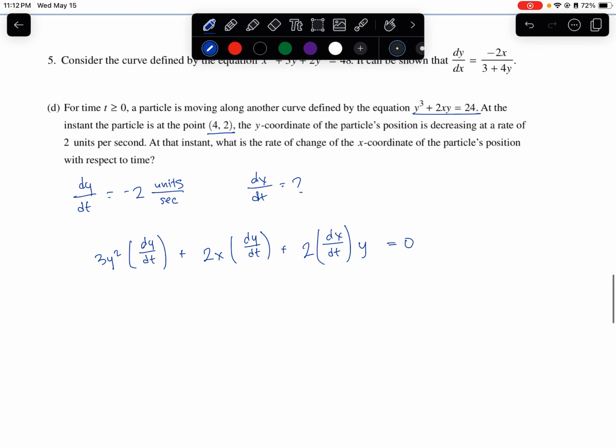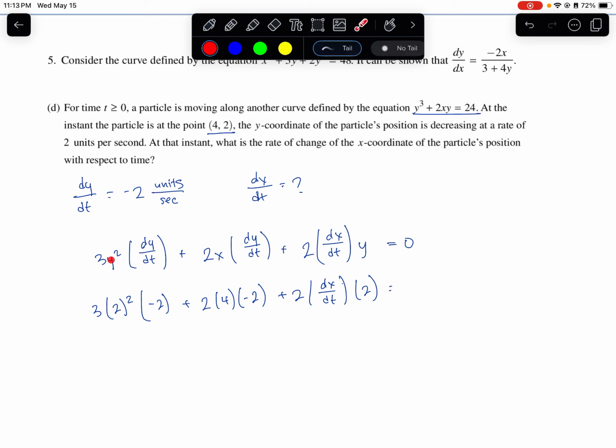Okay, we have everything to plug in. We know that y is 2, so 3 times 2 squared, times dy/dt, which is negative 2. That's given right here. Plus 2 times x, which is 4, times dy/dt, which is negative 2, plus 2 times dx/dt, which is what we're trying to find, times y, which is 2. Did I plug everything in right? y is 2, x is 4, dy/dt is negative 2.